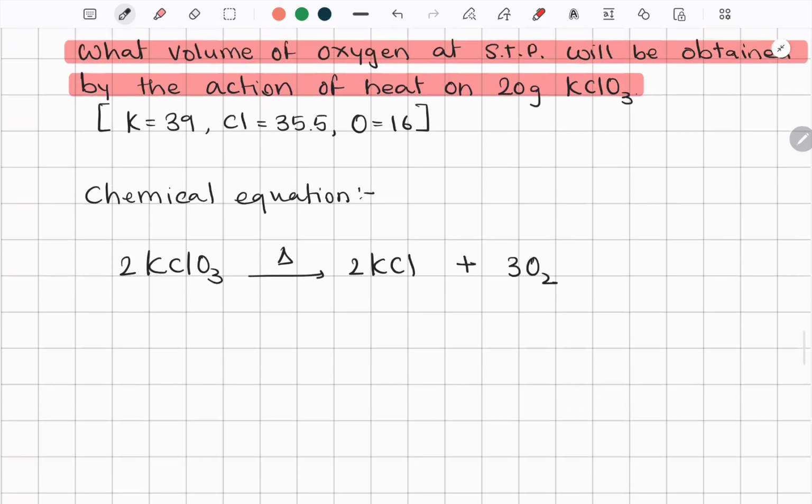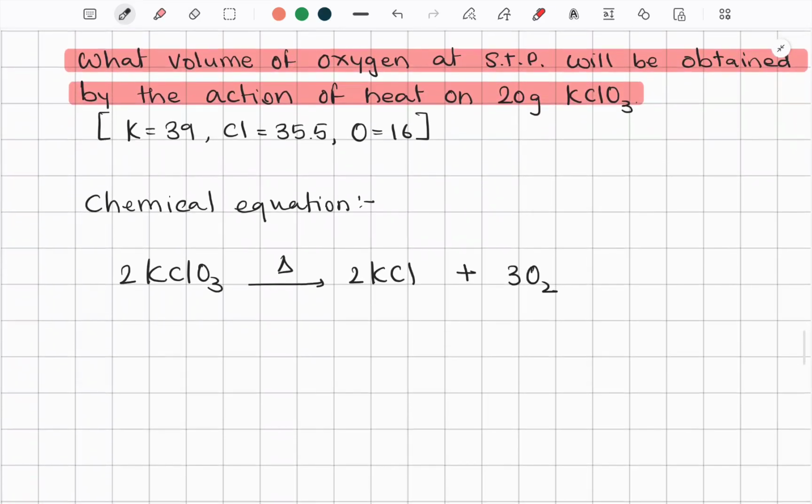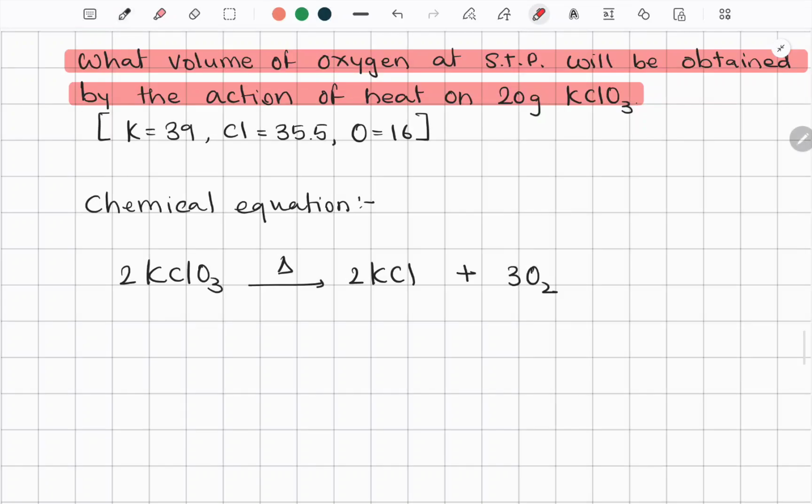Now the next step is to calculate the molecular weights. But whose molecular weight? The volume of oxygen at STP is asked and 20 gram of KClO3 is given. So first we follow simple mathematics: we calculate the mass of the oxygen and then convert it into the volume. So let's go for it.